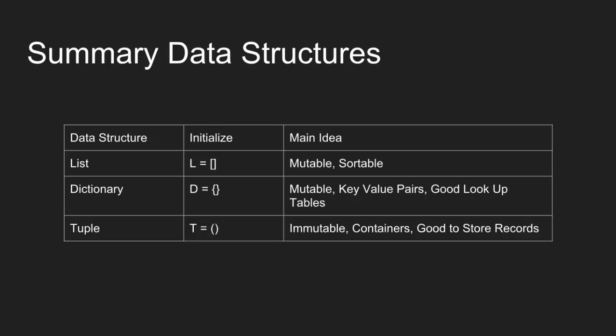Finally, let's look at tuples. Tuples are denoted by these parentheses, and the first thing about tuples, they are immutable. That is, you can't add or subtract items from the tuple. So they essentially act as containers. So they're good for storing records that have a set number of fields. And we're going to learn about mixing and matching these data structures. For example, we can have a list of tuples or a dictionary of lists.